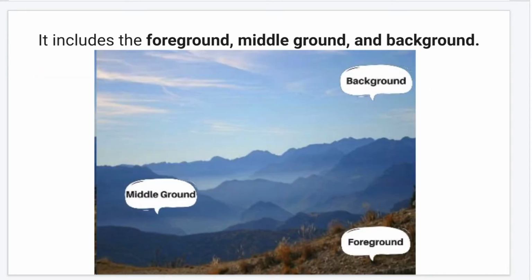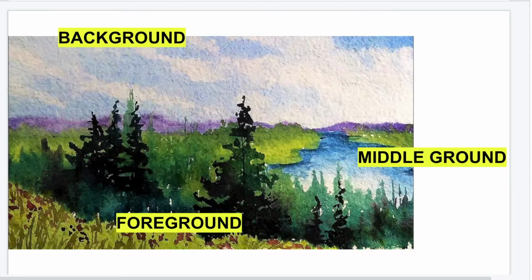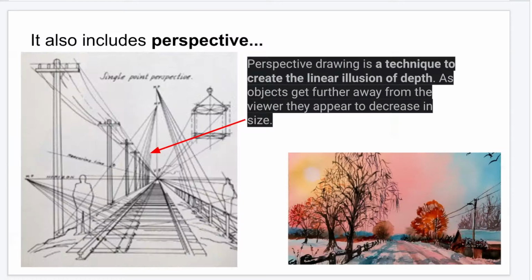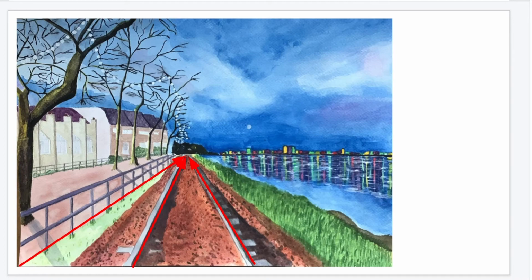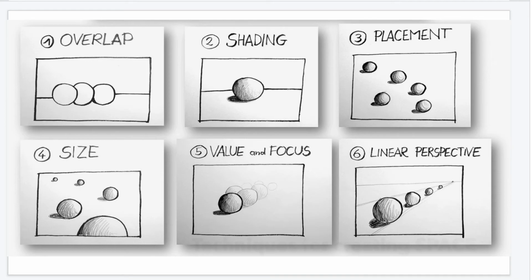It also includes the foreground, middle ground, and background. Here's another example in a watercolor landscape. It also includes perspective, which is a technique to create the linear illusion of depth in a drawing. As objects get further away, they appear to decrease in size. Here's another example showing one-point perspective.